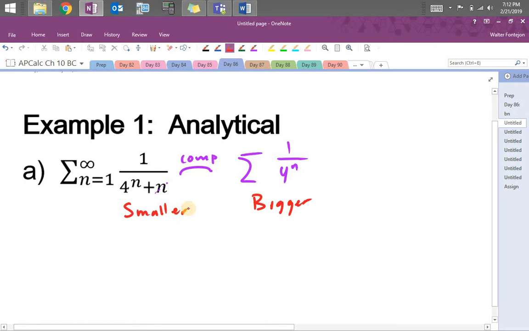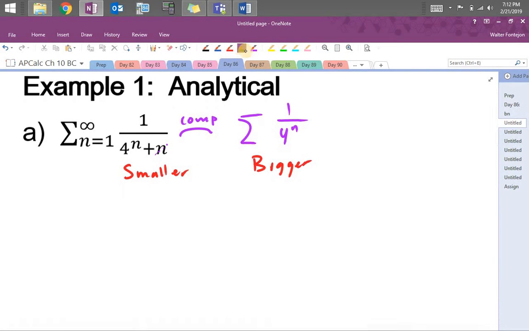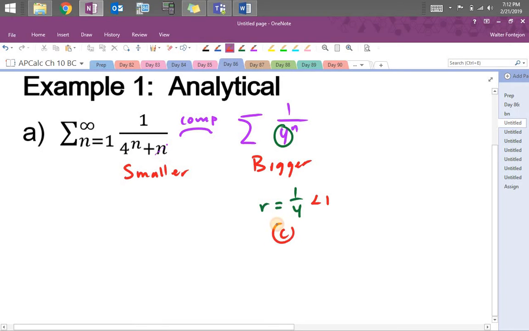Now that we figured out who's bigger and smaller, let's run the test on the right side. This is going to be a geometric series. I notice that the base of the exponential is going to be 4, but since it's in the denominator, we know that the ratio is going to be 1 over 4. This 1 over 4 is going to be less than 1. We're going to say this is going to converge.